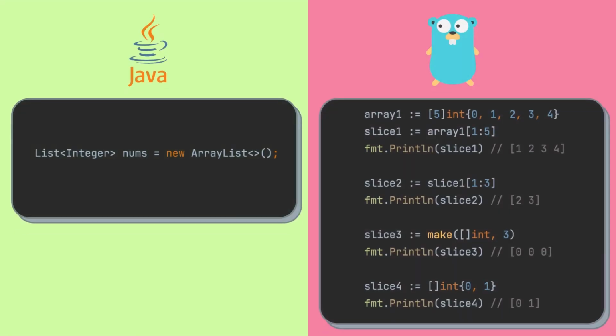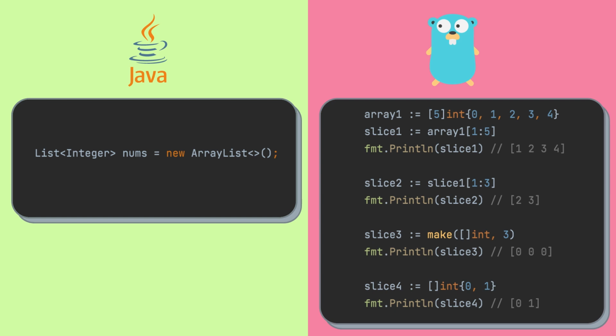Let's look at dynamic lists in both the languages. You are very familiar with the ubiquitous ArrayList in Java. The equivalent of that in Go is a slice. It's like an array that can grow in size and does not include the length in its type. There are multiple ways to get a slice as shown in the Go snippet.